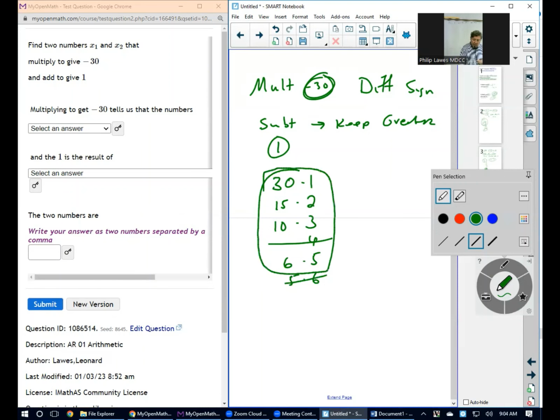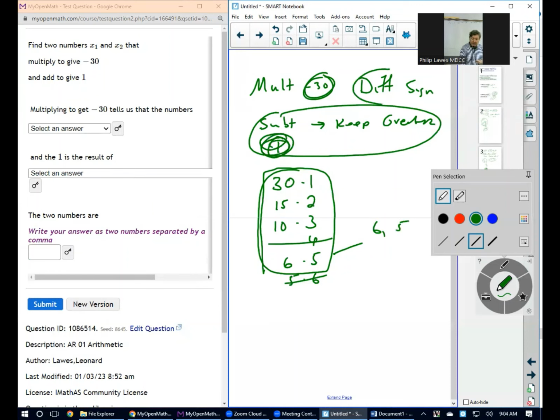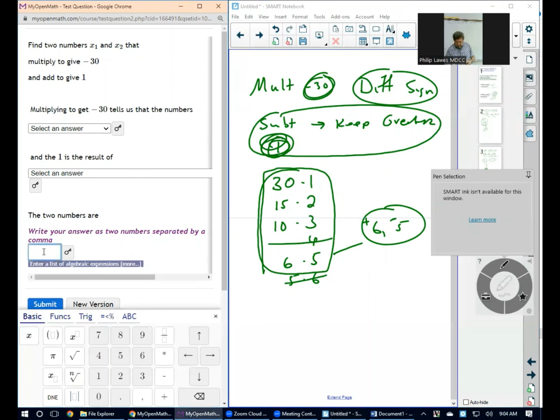Which one of those can I subtract to get a 1? Well, the 6 and the 5. If I have to have a positive 1 and they have different signs, that means the 6 has to be positive and the 5 has to be negative. And we don't put a plus sign for positive, we just enter the number. So my answers are 6, comma, negative 5.